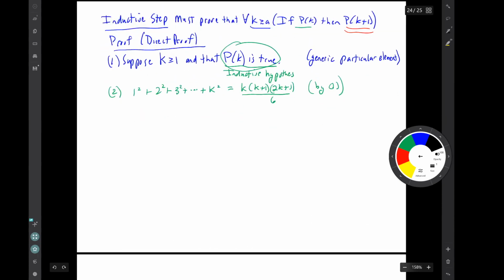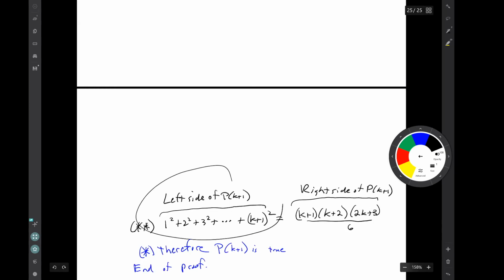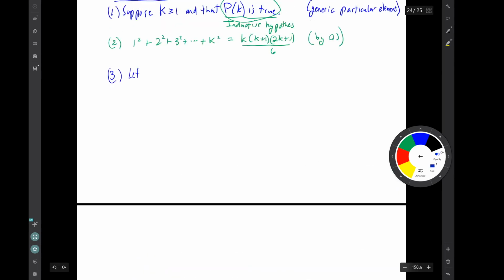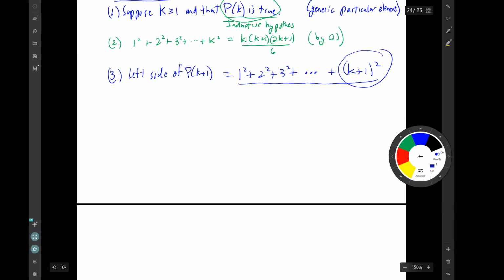Well, let's go back up where we are, and let's resume by starting with the left side of P(k+1). Let's work with that and see if we can show that it really is equal to the right side. So the left side of P(k+1) is this sum of a bunch of perfect squares going all the way up to that one. So I want to do what we did in the previous example. I want to reveal a term that's hidden.